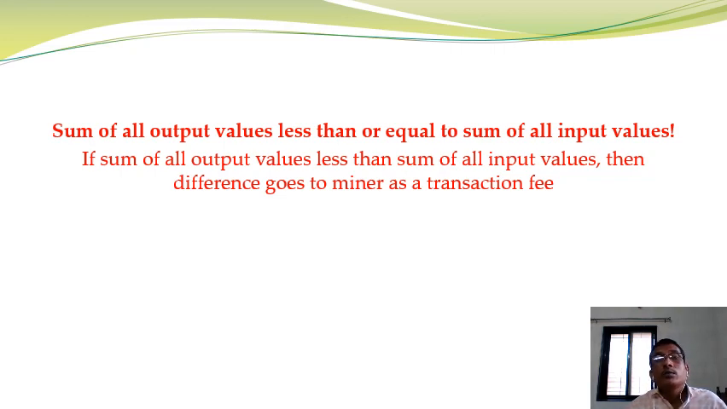So the sum of all output values, whatever we receive from the previous transaction, is less than or equal to the sum of all input values. If the sum of all output values is less than the sum of all input values, that means, if we have 10 received from the previous transaction, and the sum of input values is 9, the difference is 1, and this difference may go to the miner as a transaction fee. We know that miners get the reward for verification. So if we receive 10 bitcoins from the previous transaction, and the input spends 9 bitcoins, then 1 is remaining, and that 1 can go as a transaction fee for the miners. Miners get the reward for transaction verification. So this is the concept of inputs and outputs in the Bitcoin transaction.